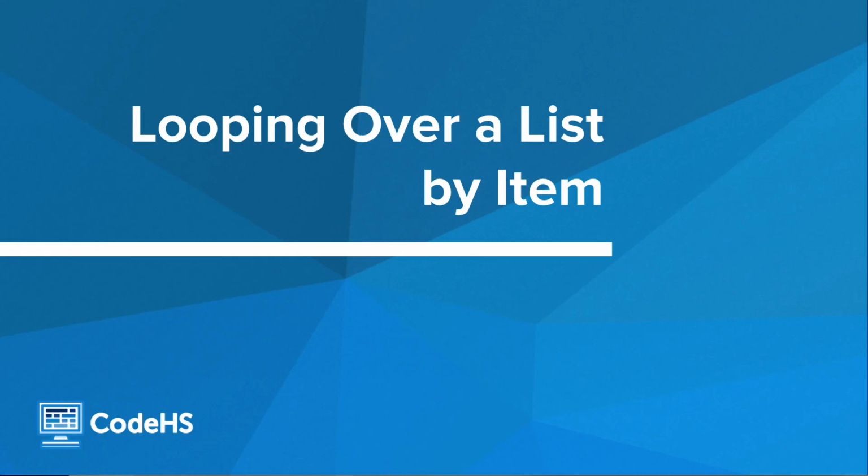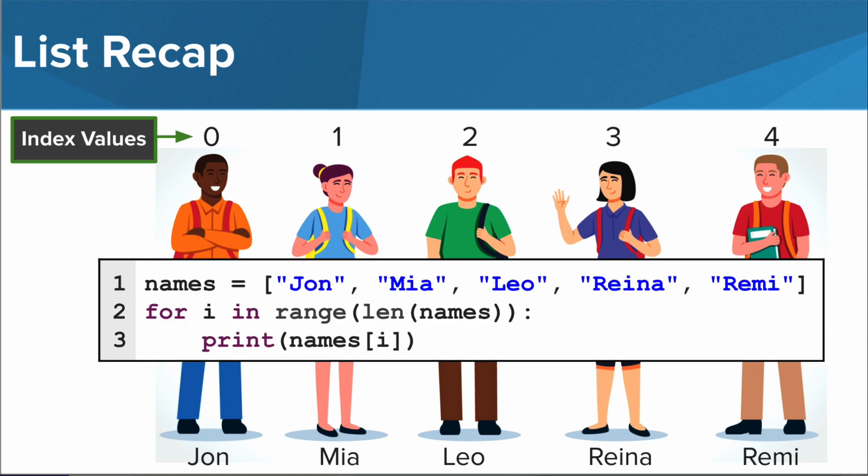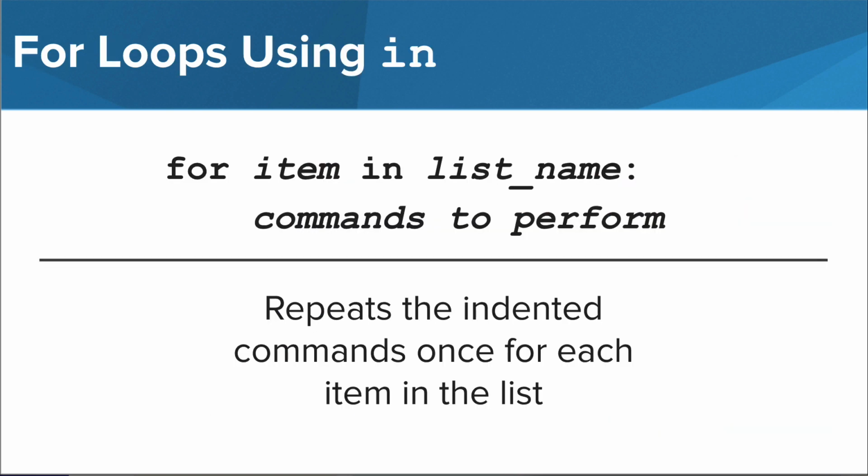Hi. In the last lesson, we looked at how we could use for loops to iterate through items in a list. In this lesson, we'll learn another way to do this. Our 5 students are still waiting in line to get into school. We learned how a for loop can be helpful to repeat commands by accessing each item in a list using the value of i. Let's learn another way we can complete this task.